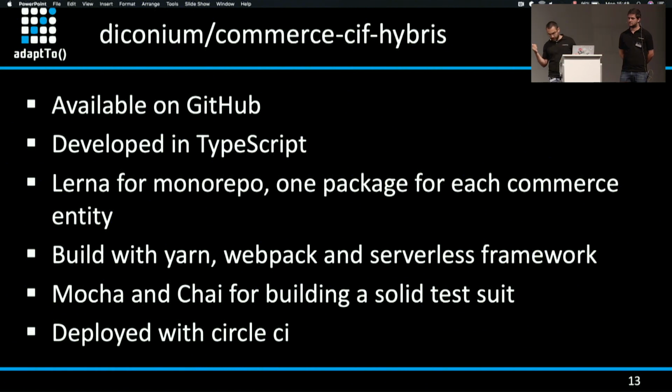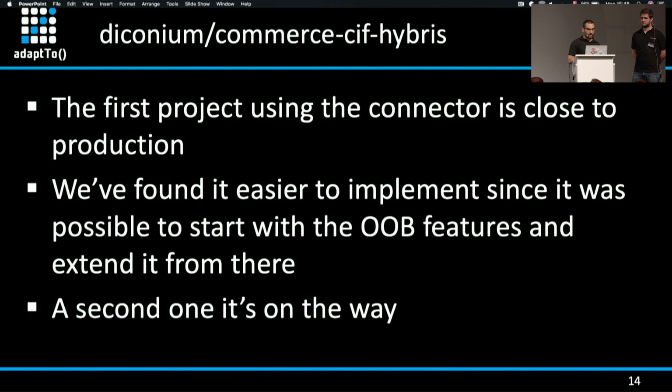So you saw Francisco deploying the actions using the OpenWhisk CLI tool, but when we have a bigger project, the serverless framework helps a lot in deploying it. And then we use Mocha and Chai for our unit tests, and we deploy everything using Circle CI. Okay, so we are doing it not just for fun. We are really using it on real projects. Our first real project using this middleware is close to production phase.